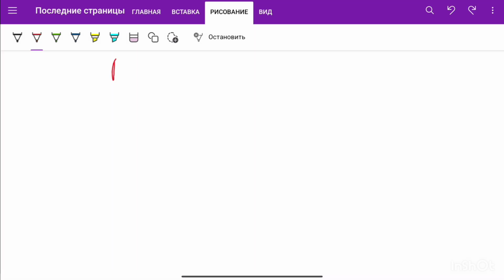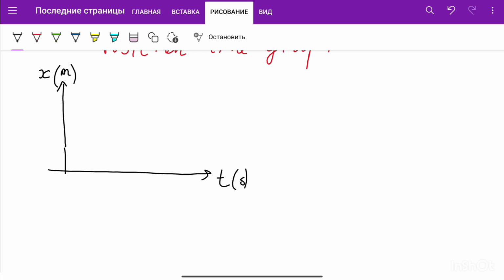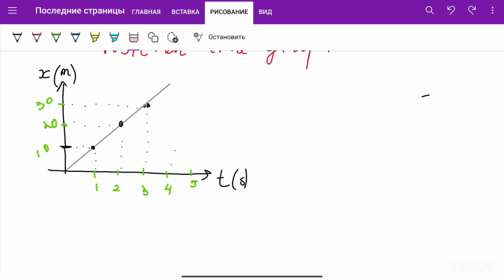Now let's draw a position time graph. So first we draw a coordinate plane. Y-axis shows the distance in meters and x-axis time in seconds. So the car from the example passed 10 meters in 1 second. So we find the point where 10 meters and 1 second intersect, and 20 meters and 2 seconds intersect, because the car covers 20 meters in 2 seconds.